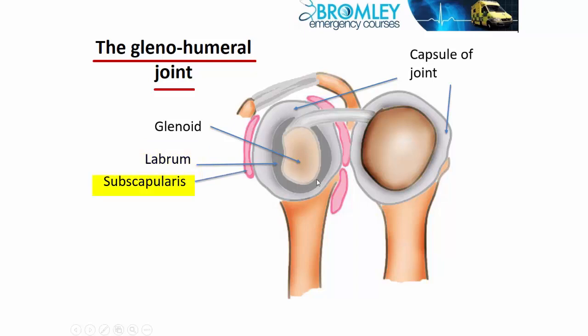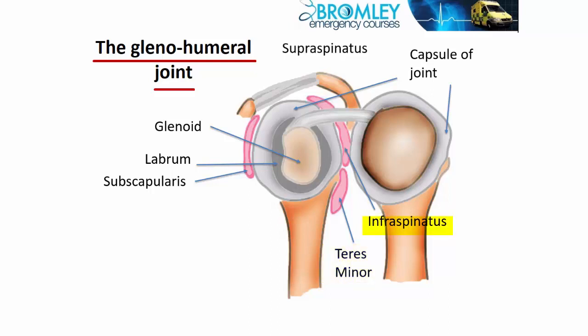Then let's look at a series of muscles, and we're going to be talking quite a bit about these muscles, and they're quite important in the function of the shoulder. Anteriorly, we've got subscapularis, and we're going to be looking at that again. Posteriorly, the lowermost muscle is teres minor. The one above that is infraspinatus, and the one above that is supraspinatus.